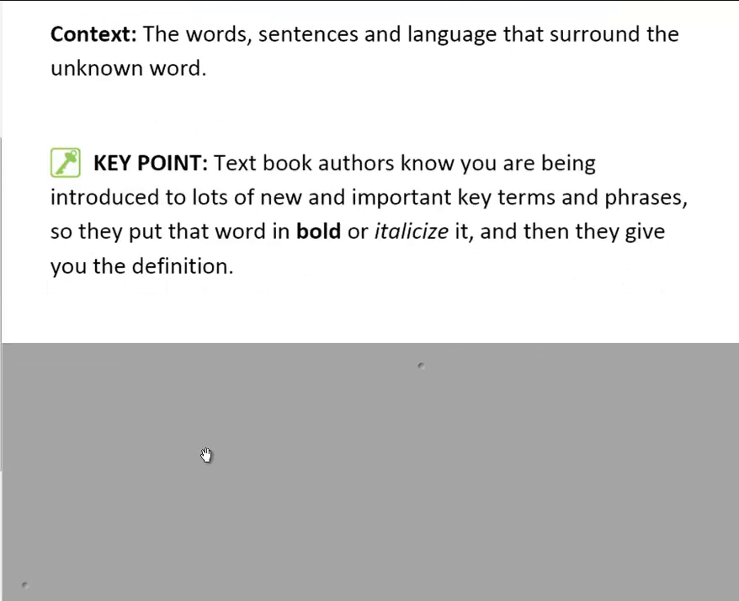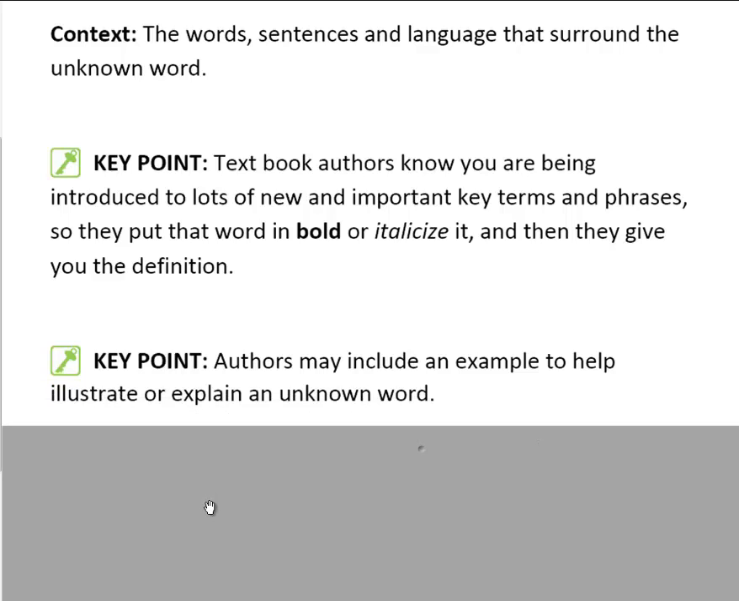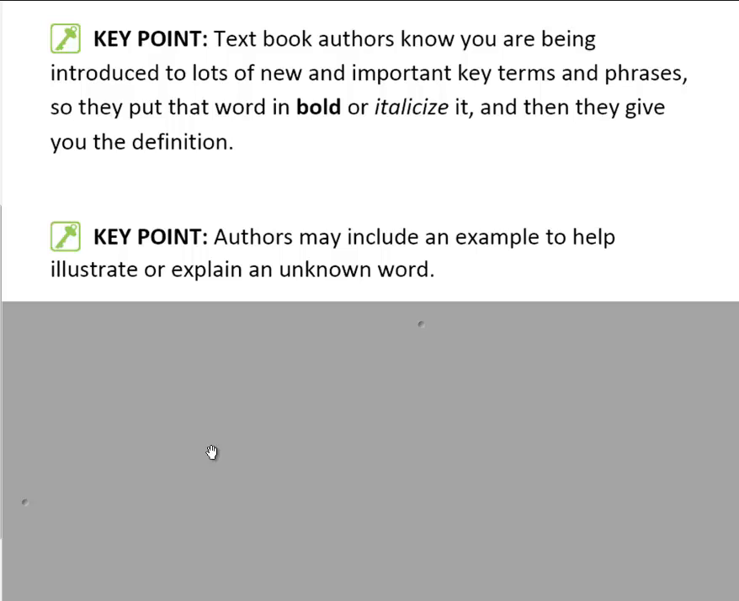Let's take a look at our first type of context clue. And that one is example. Authors may include an example to help illustrate or explain an unknown word. So what happens is, sometimes you'll come across a word that's brand new, you don't know what it means, and the author might define it for you, but sometimes the definition is even so complicated you still have no idea what the word means. And authors know this.